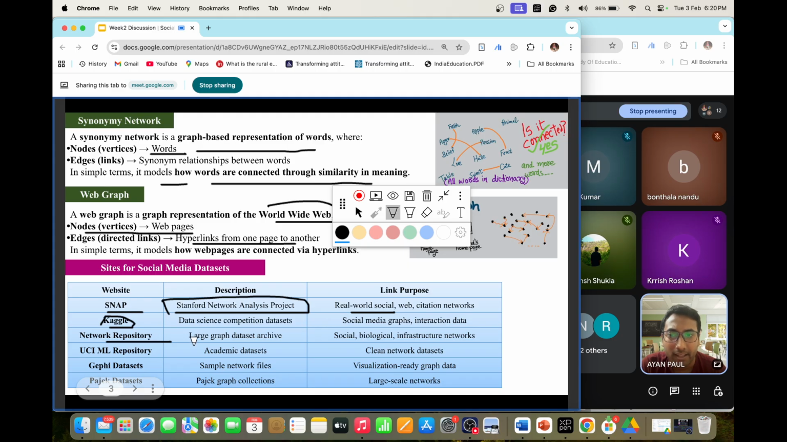Network Repository is a large graph dataset archive where you can get social, biological, and infrastructure networks. The UCI ML repository is also an old website where you can get social media datasets, and here you can get academic datasets. Clean network datasets are a feature of this. Then there is Gephi, with sample network files, visualization, and ready graph data. And last we have the Pajek dataset, a graph collection of large-scale networks. So this is a table I have just given you.